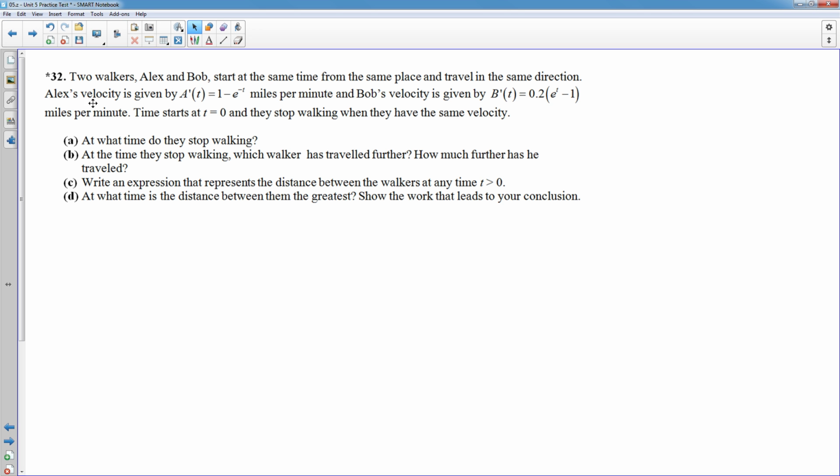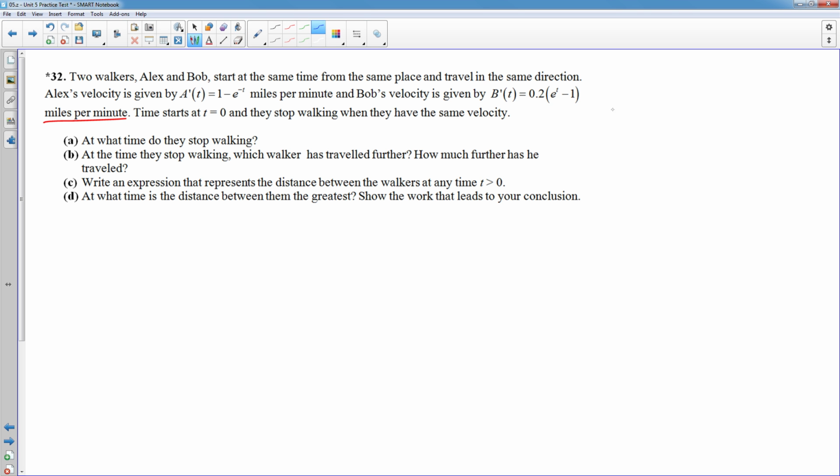You have two functions that give you the velocity of each walker. A prime is Alex's velocity, B prime is Bob's velocity. They're measured in miles per minute. Always pay attention to units. Time starts at 0 and they walk until they have the same velocity.